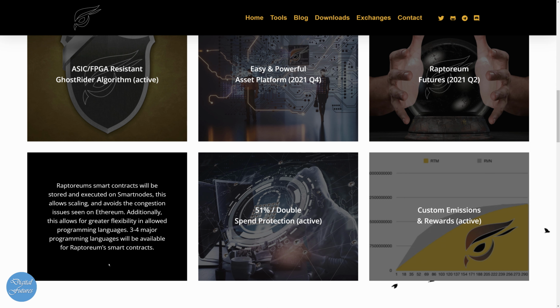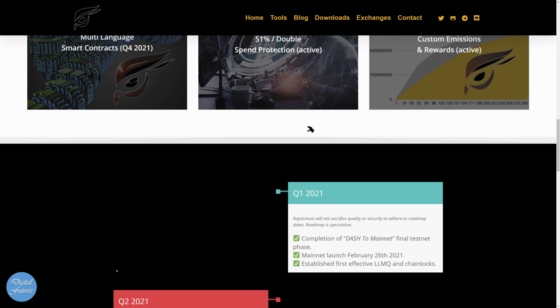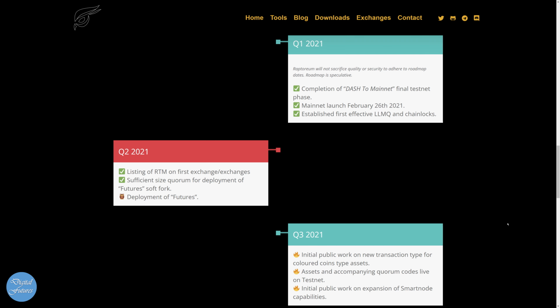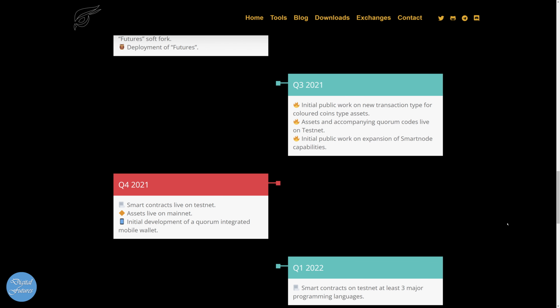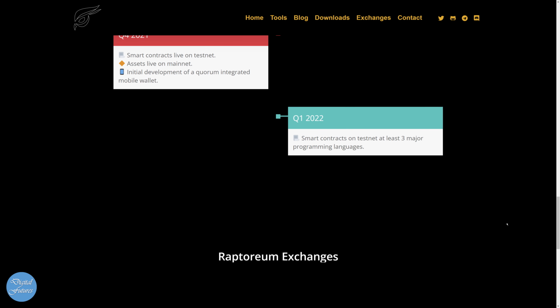Looking at their roadmap, Raptoreum's mainnet was launched on February 26, 2021 and is already listed on several exchanges to date. In Q4 2021, smart contracts will be live on its testnet and assets live on mainnet.